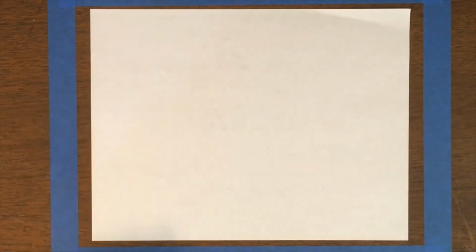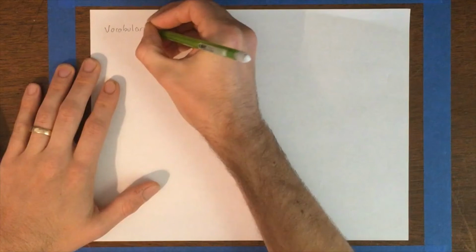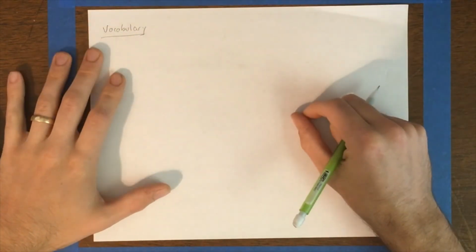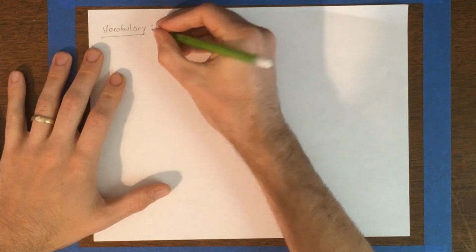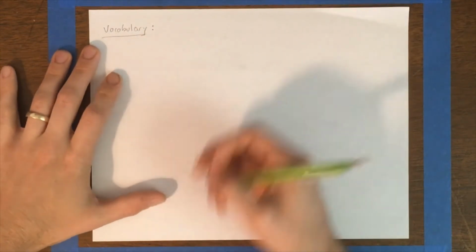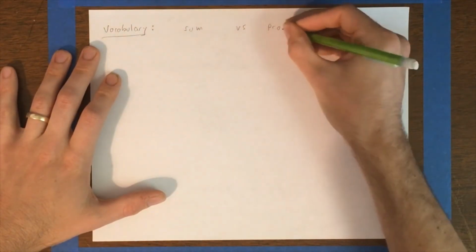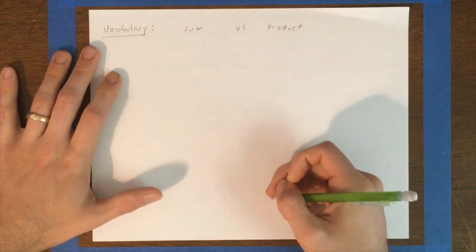I'm going to flip this paper over and just wrap this video up with a couple of vocabulary points. All right, I'm a big stickler for vocabulary because I think it's really valuable. It's useful to use correct vocabulary. So we're going to make a few important distinctions. The first one is sum versus product. These words mean different things.